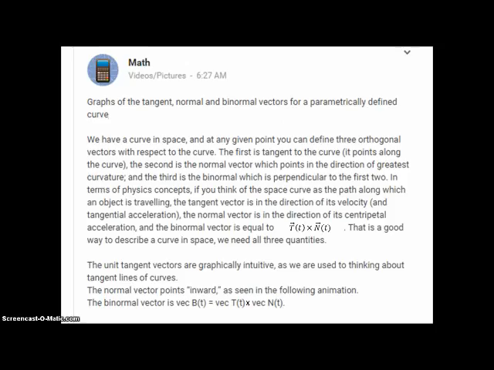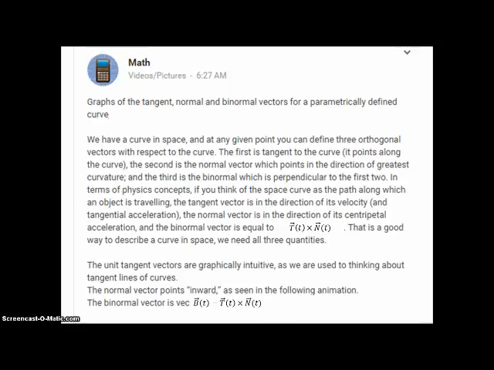And finally, the binormal vector is B equal T cross N. And again, that notation is a little wonky for us. We would write it this way. Now, there's one more vector we need to talk about, and that's r of t. If you'll remember, r of t is the vector that defines the curve in the first place. It's drawn from the origin up to the curve.